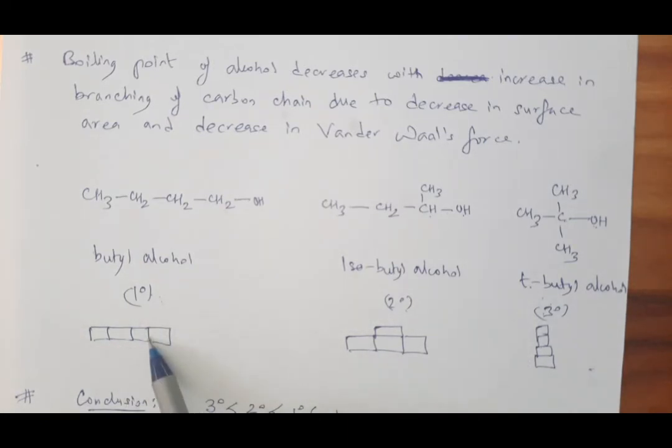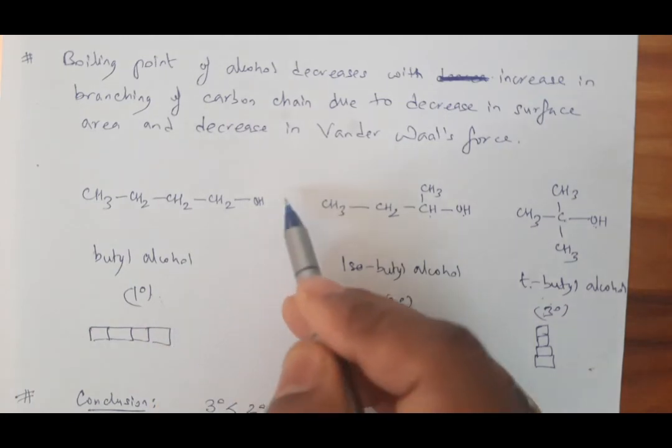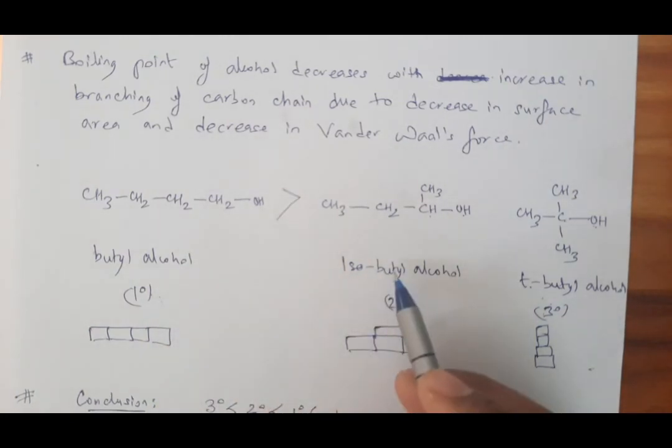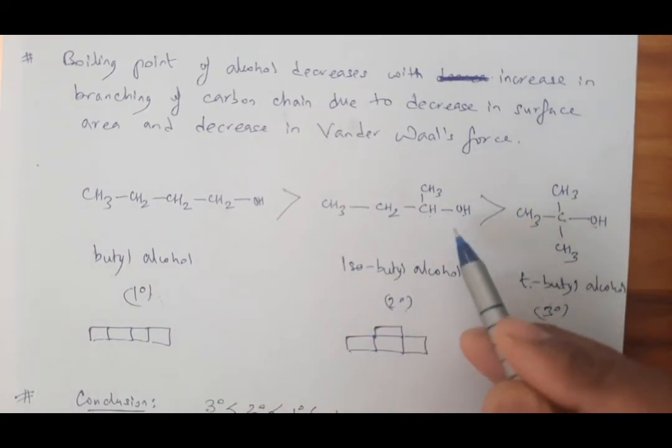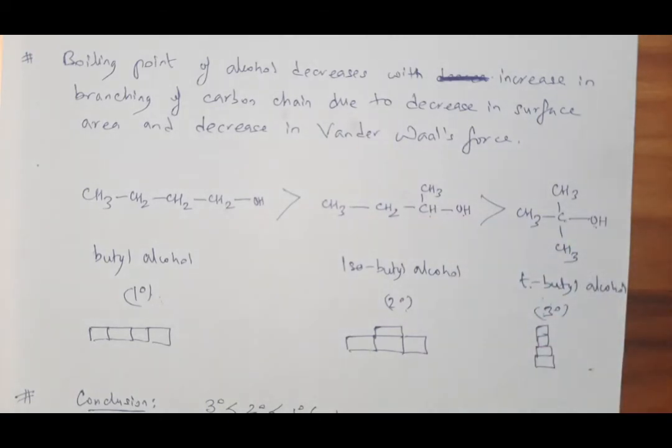So more the surface area, more the van der Waals force, more the boiling point. Here, due to branching of the carbon chain, surface area decreases and van der Waals force will also decrease, so it will have a lower boiling point. So do remember, here n-butyl alcohol will have more boiling point than isobutyl alcohol, and isobutyl alcohol will have more boiling point than T-butyl alcohol. And this is the decreasing order of boiling point.